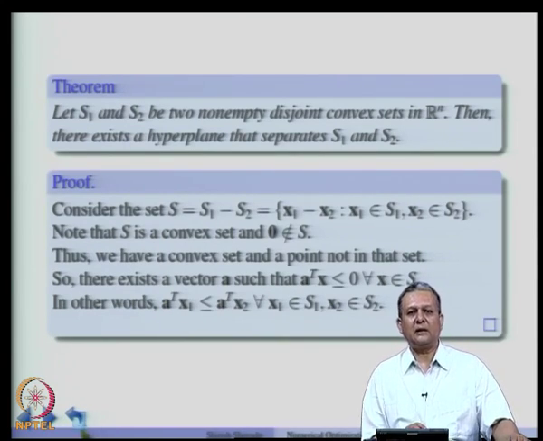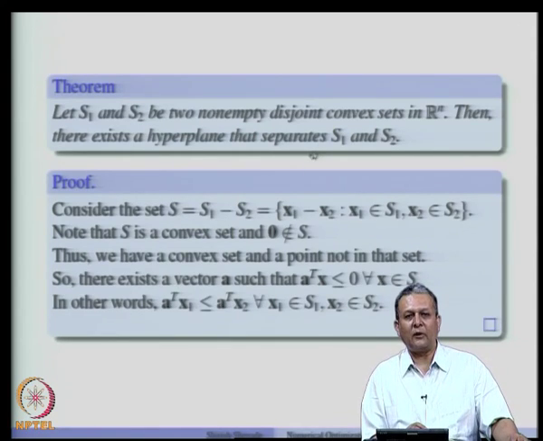Now, under what conditions will this hyperplane strictly separate S1 and S2? I will leave it as an exercise to you to find out the conditions under which, for two given non-empty disjoint convex sets, there exists a hyperplane that strictly separates S1 and S2.